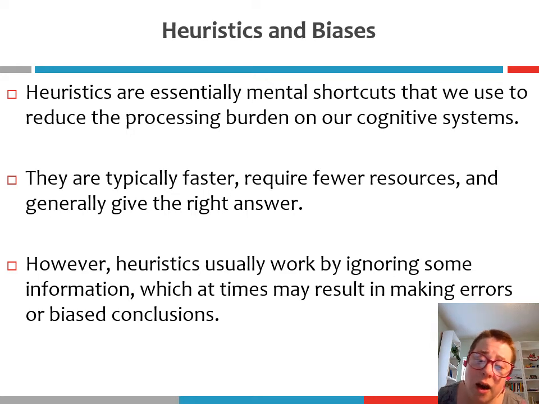However, because heuristics operate by ignoring a lot of redundant or unnecessary information, right? Sometimes they can result in errors or biased conclusions, right? Because usually we're ignoring information that we don't need, but sometimes that information can actually be valuable. And if we neglect to notice or incorporate that information in our decisions, then we can be led to the wrong conclusion or a bad decision, so to speak.